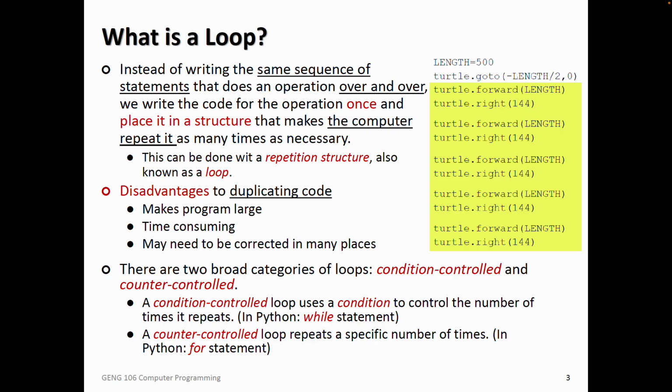We have this turtle library, and then we want to say, turtle, move forward, then turn right 144 degrees, and then move forward again, turn right again, move forward, turn right again. So we want to do this 5 times. So I can write it 5 times, it's doable.